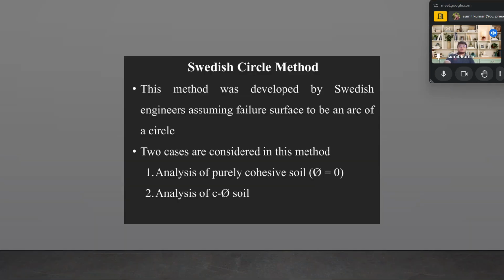Okay, so we are talking about the Swedish circle method. This method was developed by the Swedish engineer, assuming the failure surface to be an arc of a circle. Two cases are considered for the same. First is the analysis for purely cohesive soil, where we assume the angle of internal friction of the soil to be zero, and the second is the c-phi soil, in which the cohesion and the angle of internal friction are both there, so the soil is neither purely clay nor purely sand.